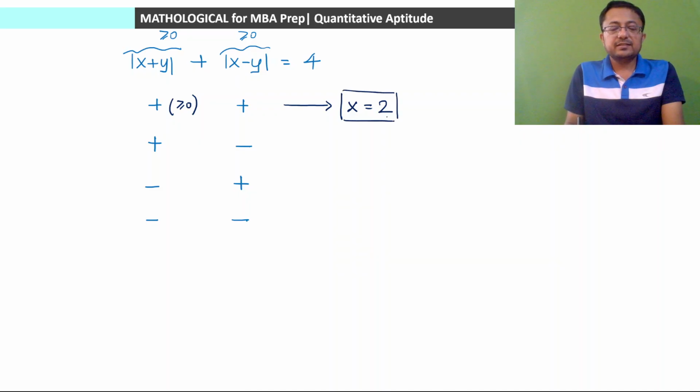In the first case, this is the line x equal to 2. In the second scenario, x plus y opens with a positive sign, x minus y opens with a negative sign. So this becomes x plus y minus x plus y, and x gets cancelled out. 2y is equal to 4, so y is equal to 2.